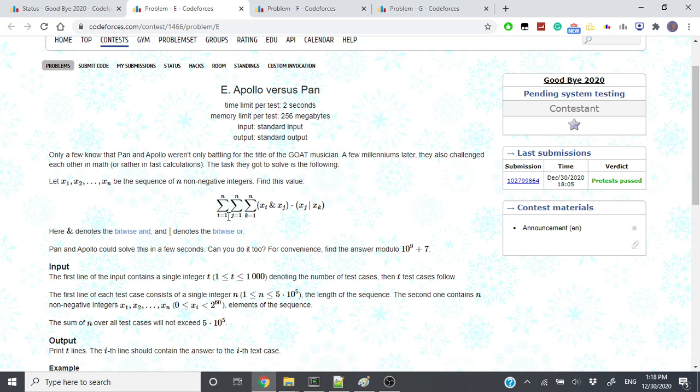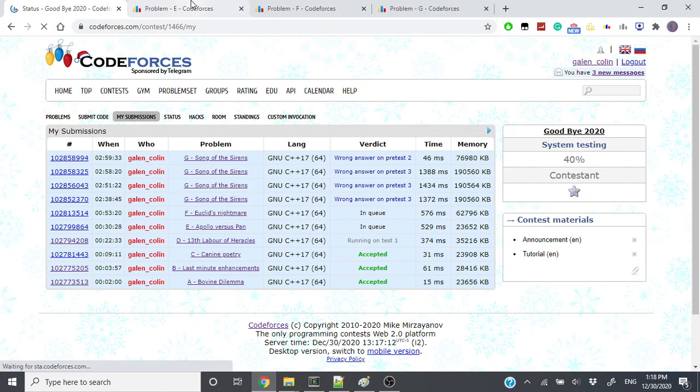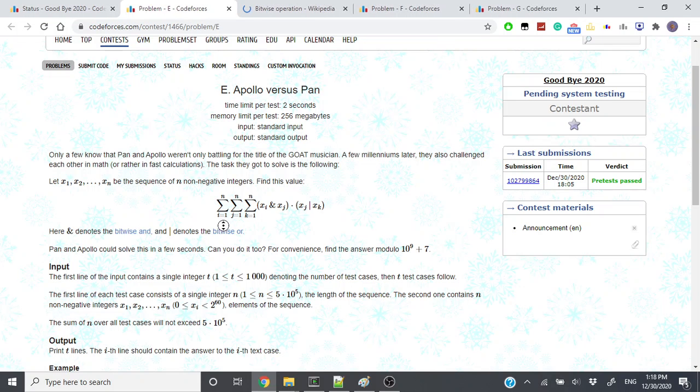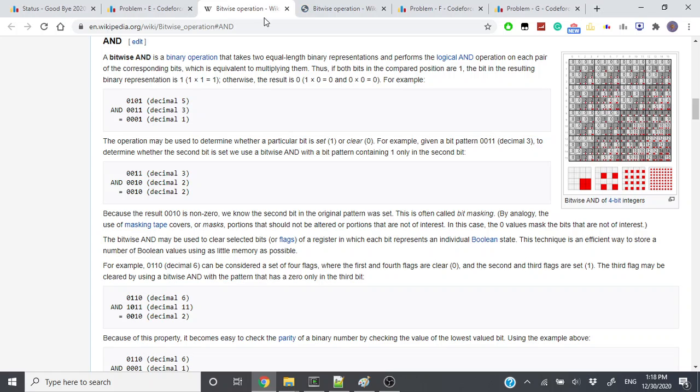I'm not going to define bitwise operations. You can check this in the Wikipedia if you want to see it. Just go to the statement and click these links. They'll describe what they are.